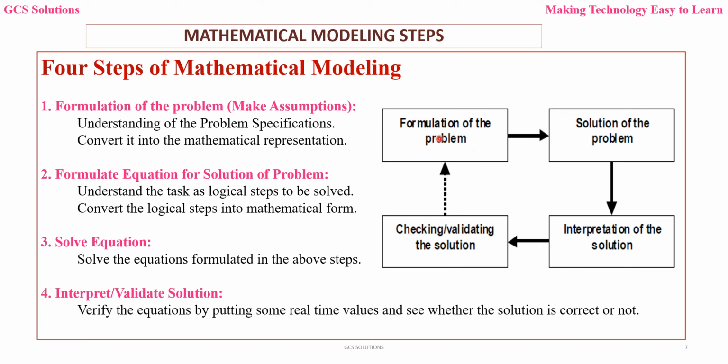So pictorially it is represented like this. Just focus where I'm pointing. My laser pen is pointing now. So you do formulation of the problem, you solve the problem, then you interpret the solution, then you check and validate the solution. If the solution is okay, your process stops. Otherwise, again you go for the formulation of the problem step and you repeat the cycle. I hope that you understood this.